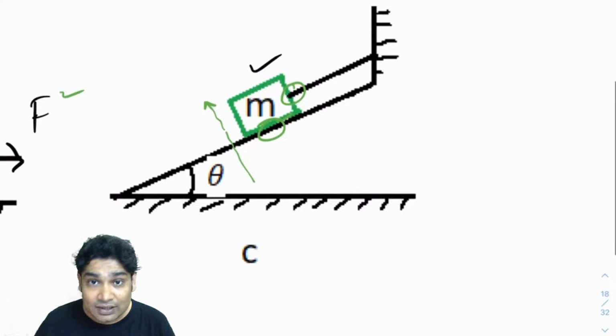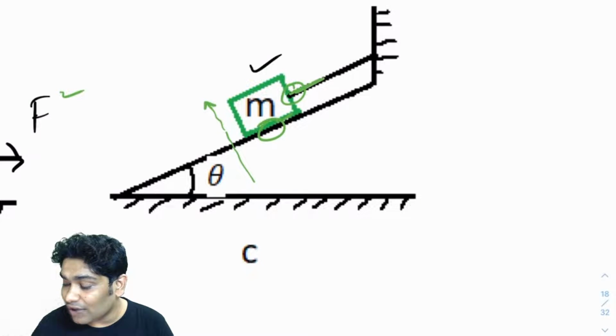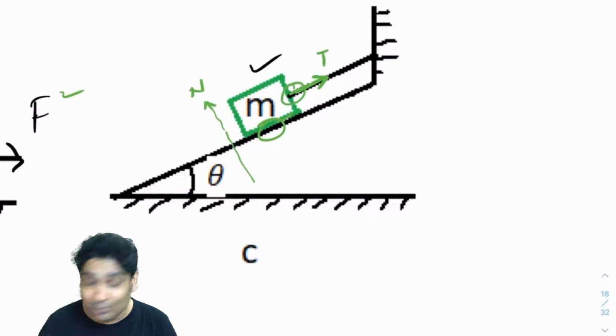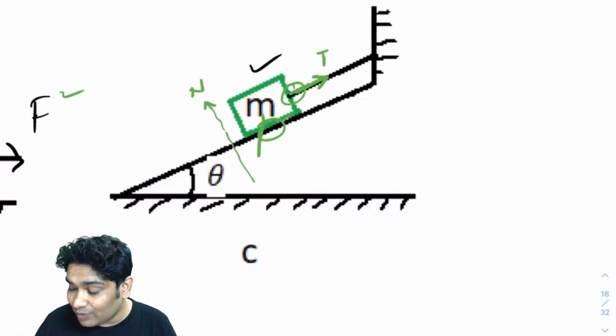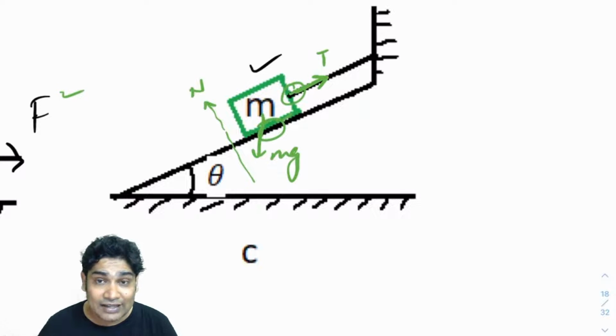Now this is a string. Strings always pull. So from this string, it should have a force in this direction, which we will call T. This we will call N. And of course, then you have mg. So mg obviously would be acting like this. So these are all the three: two contacts and one non-contact force that I can see acting on small m.